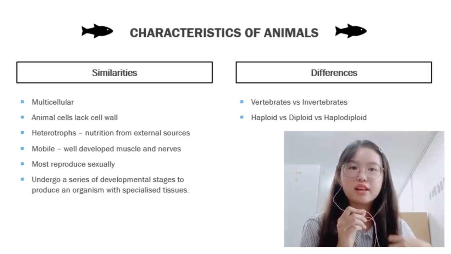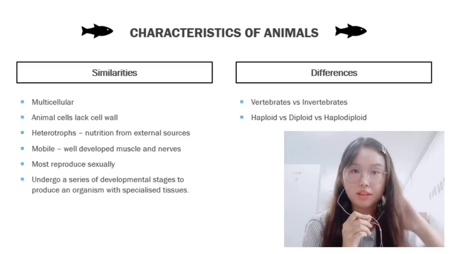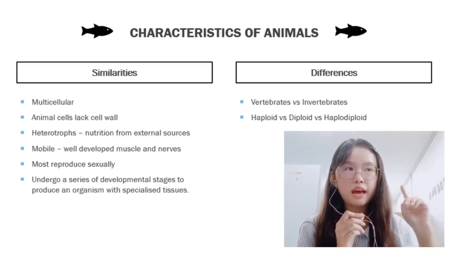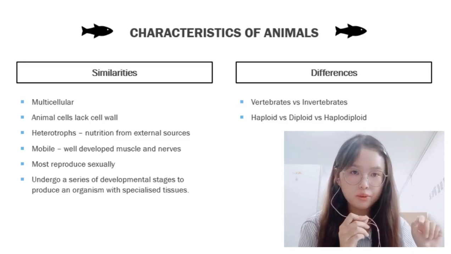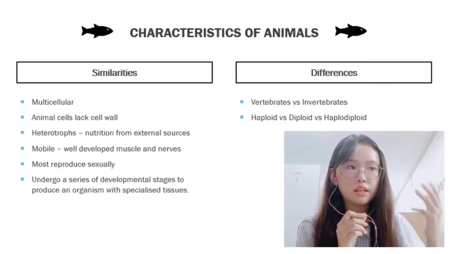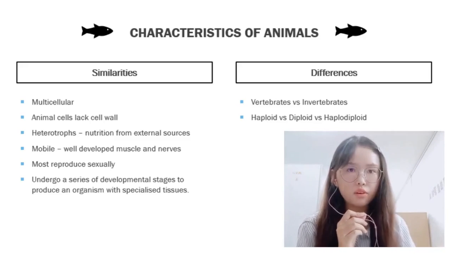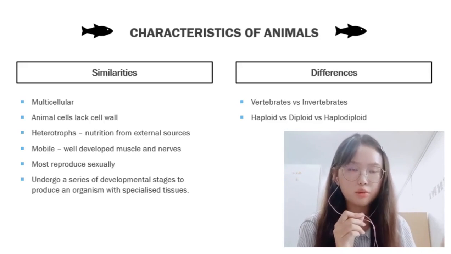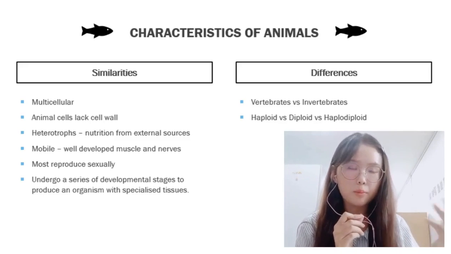Let us see the differences between animals. Animals can be vertebrates or invertebrates. Vertebrates have a spinal cord. Invertebrates do not have a spinal cord, which is known as the backbone.